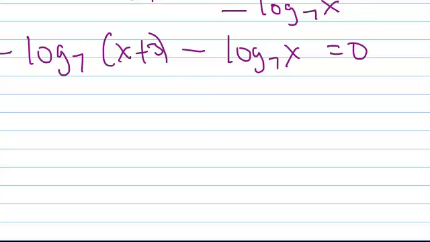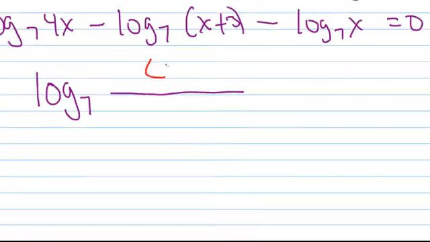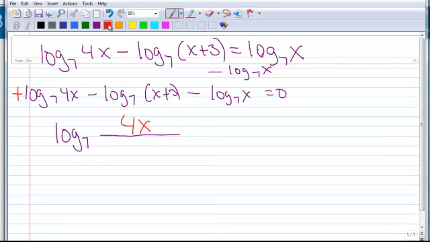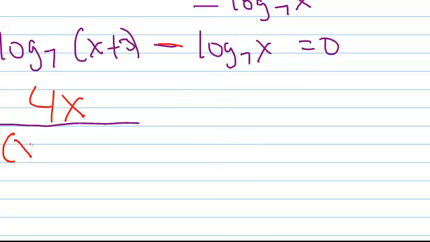So now I want to write this as one log to base 7. All the stuff that has a plus in front of it is going to go in my numerator, and all the stuff that has a minus in front of it is going to go in my denominator. So that looks like this, and this equals 0.